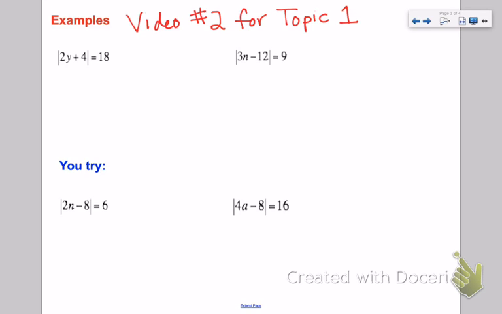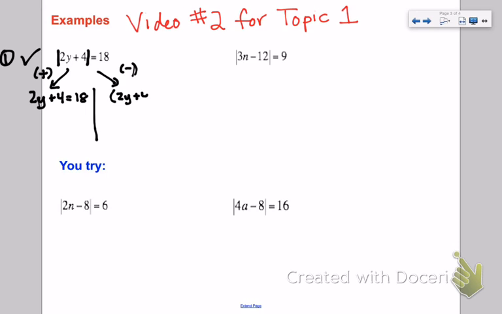So if we look, let's go through our checklist. Step 1 was to make sure the absolute value bars are alone. In this case, they are, so check for step 1. Now we need to divide up into our positive case and our negative case. When we do that, for a positive case, we just drop our absolute value bars. When we do our negative case, we change them to parentheses and put a negative outside.